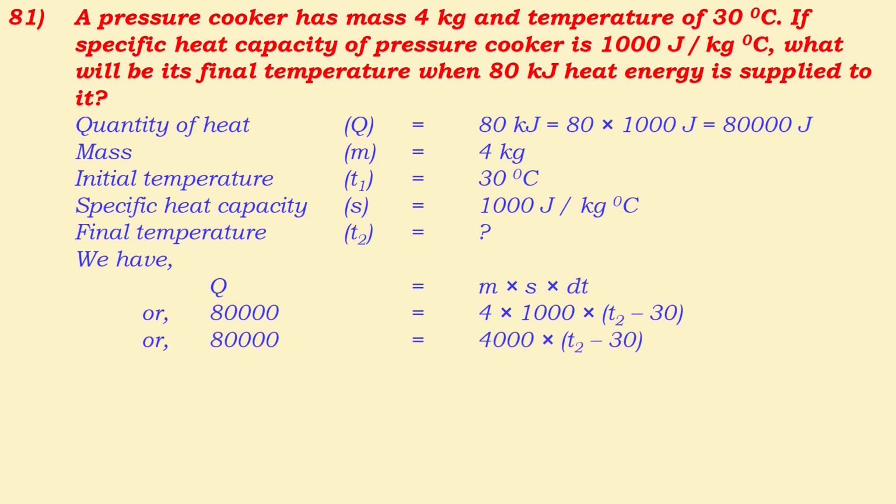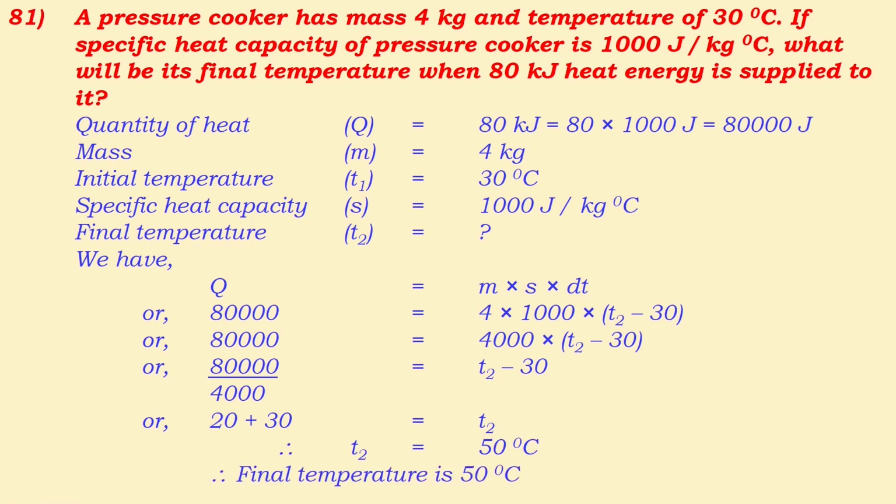Now 80,000 is equal to 4 into 1000, 4000, times T2 minus 30. If we divide 80,000 by 4,000, we get 20. On the right hand side T2 minus 30, and if 30 is taken to the left hand side it becomes positive, so T2 is equal to 20 plus 30, and therefore T2 is equal to 50 degrees Celsius. It means the final temperature is 50 degrees Celsius. We can solve it this way. Let's go to another question.